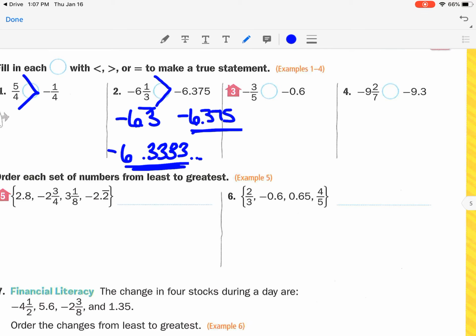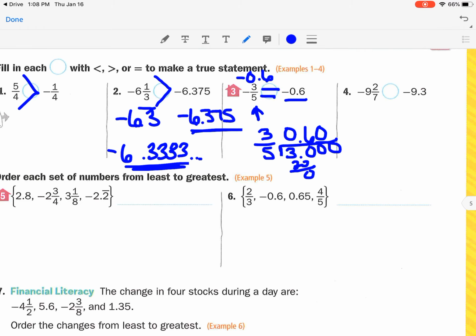Okay, so now I'm going to take this -3/5, and I'm comparing it with -6/10. I'm going to take that 3/5 and I'm going to go ahead and divide that. So turn this into a decimal, and I know that's 0, and I know that it is 6, 30, 0, and then that's going to be 0. So guess what? This is -0.6, and those are equal.